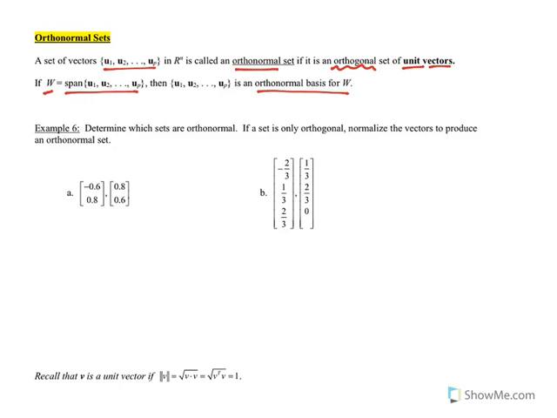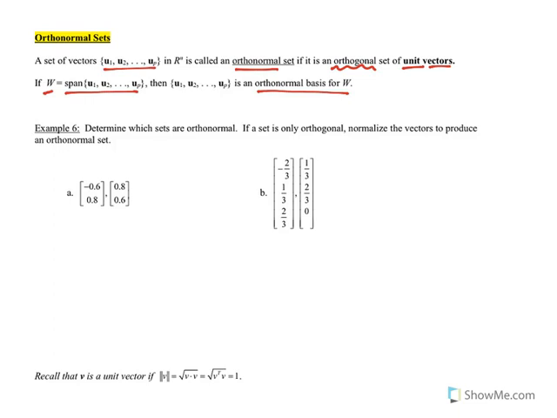So how do I know which sets are orthonormal? Well, first test if it's orthogonal, and then afterwards see if they are unit vectors. Does their length equal 1? Okay, so we'll do one of these, and then you can look at the field notes for the second one.